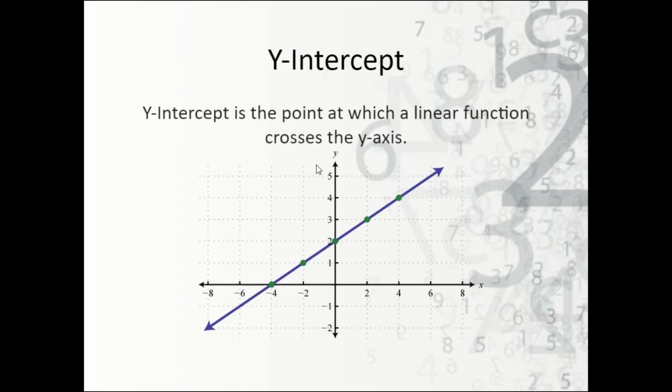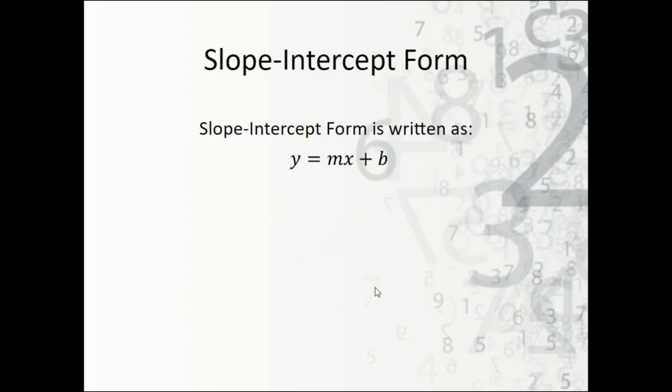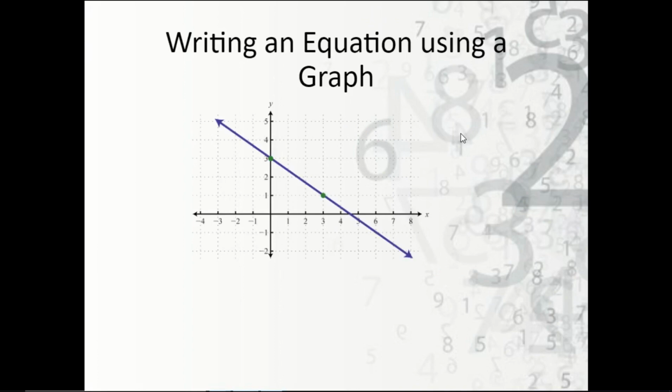Y-intercept is the point where the graph crosses the y-axis, so right there. Slope-intercept form is typically written as y equals mx plus b, where m is the slope and b is the y-intercept. Now we can also write equations from graphs by figuring out the slope and the y-intercept.